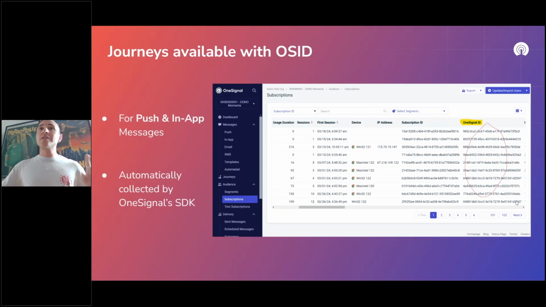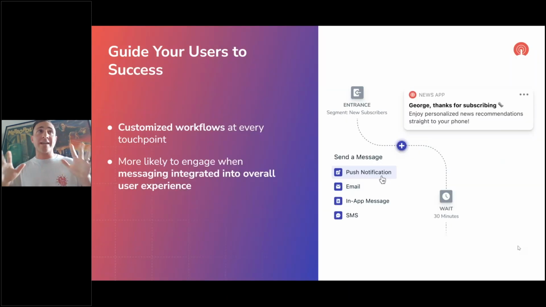So I am going to start this webinar with some good news. Journeys are available now with OneSignal ID. That is the one in the red circle at the right. This is very good news because this is automatically collected by the OneSignal SDK, right? So you can use journeys right now, right away, for push and for in-app messages. So it's really good news that you're ready and set up to use journeys.